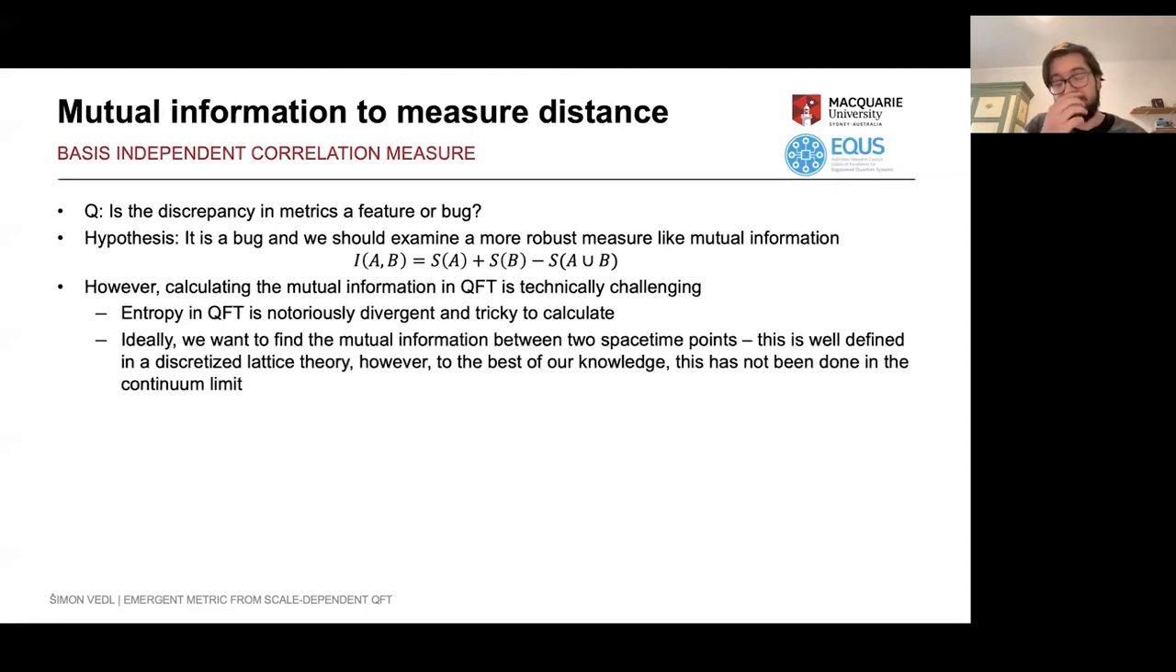We're having some issues with that, because whenever you try to use these entropic quantities in QFT, it's kind of hard, and you have to use a lot of sophisticated machinery, mainly, I think, algebraic QFT. Also, another point that we run into, and we haven't seen anyone else do it, is that if you have a lattice theory, there is a well-defined notion of mutual information between two lattice sites. But does that generalize to the continuum limit? Can you have mutual information between two spacetime points? The answer is, we don't know.